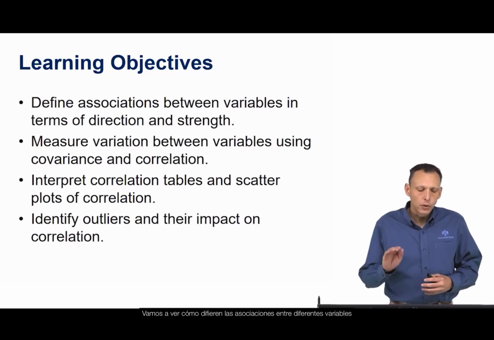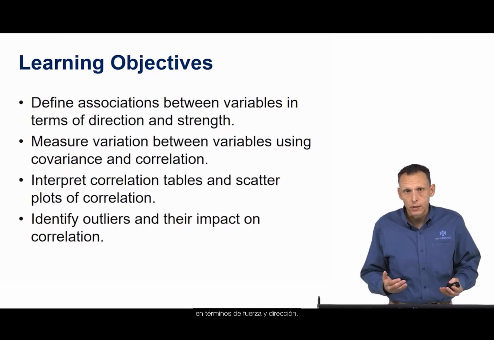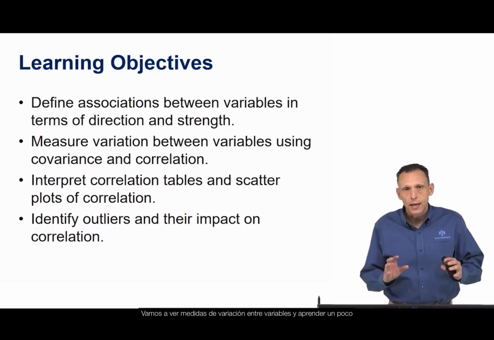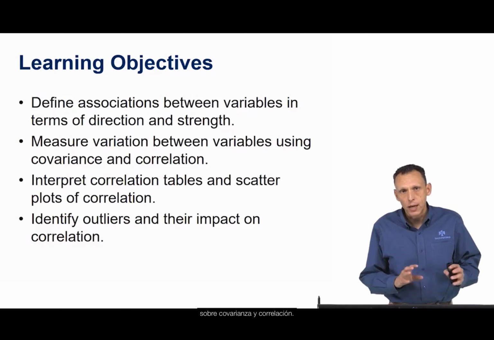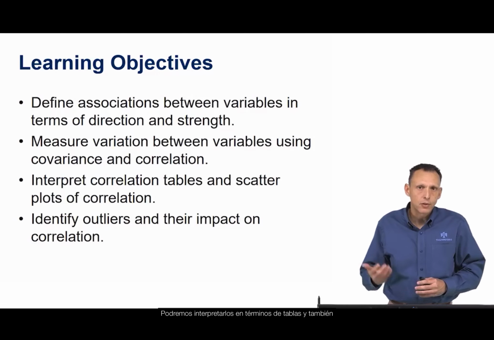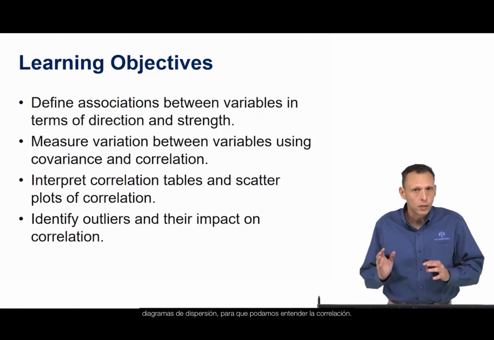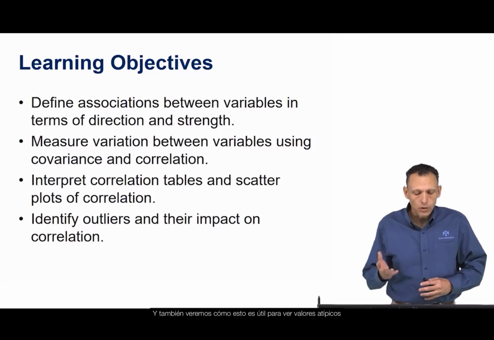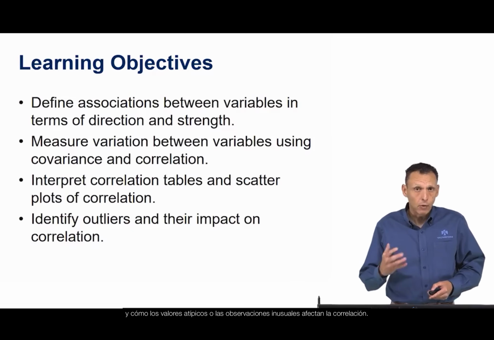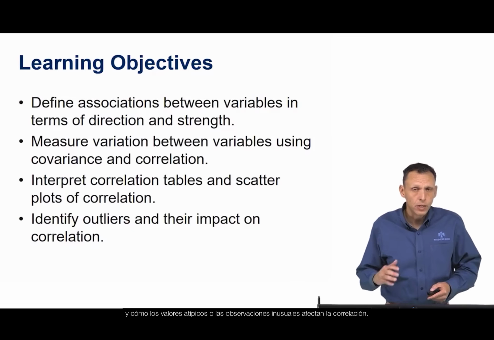We're going to look at how associations differ between different variables in terms of strength and direction. We're going to look at measures of variation between variables and learn a little bit about covariance and correlation. We'll be able to interpret those in terms of tables and also scatter plots so we can understand correlation. And we'll also look at how this is useful to see outliers, and how outliers or unusual observations impact correlation.